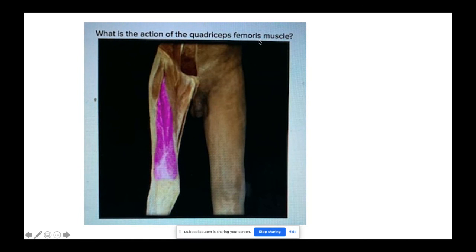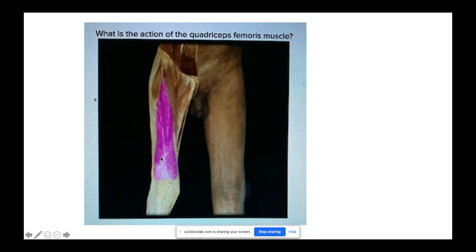What is the action of the quadriceps femoris? Well, the quads are going to extend the leg. These are powerful kicking muscles. So when you kick a football, kick a soccer ball, that strong contraction makes the quadriceps contract.